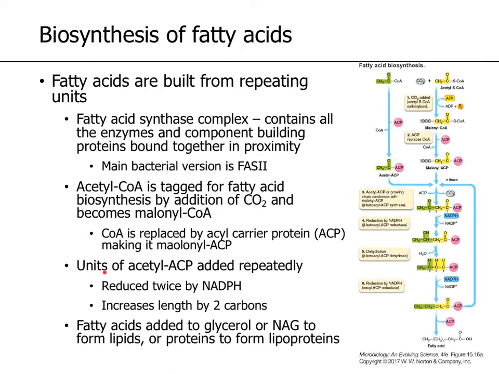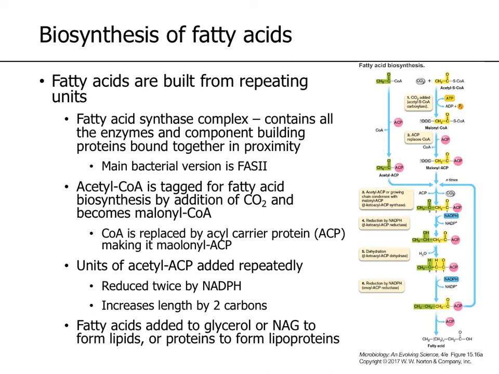So at that point, units of acetyl-ACP are added, so again, it can come from acetyl-CoA with just changing it to this ACP. So these are then added repeatedly, and they're reduced twice by NADPH. So this increases the length by 2 carbons because the acetyl group has 2 carbons, right? So most of your lipid chains are even carbons because they're produced this way, by the addition of this repeating of 2 carbon molecules.